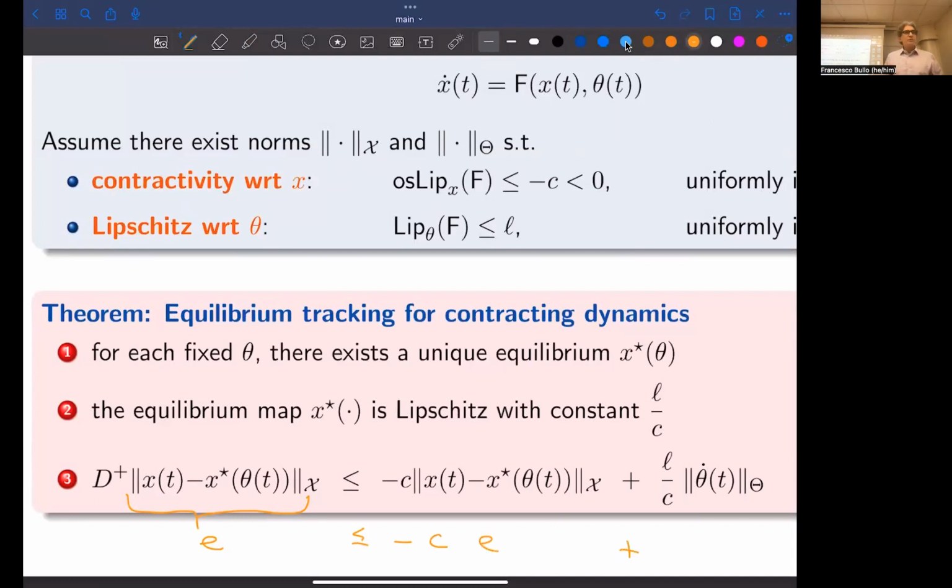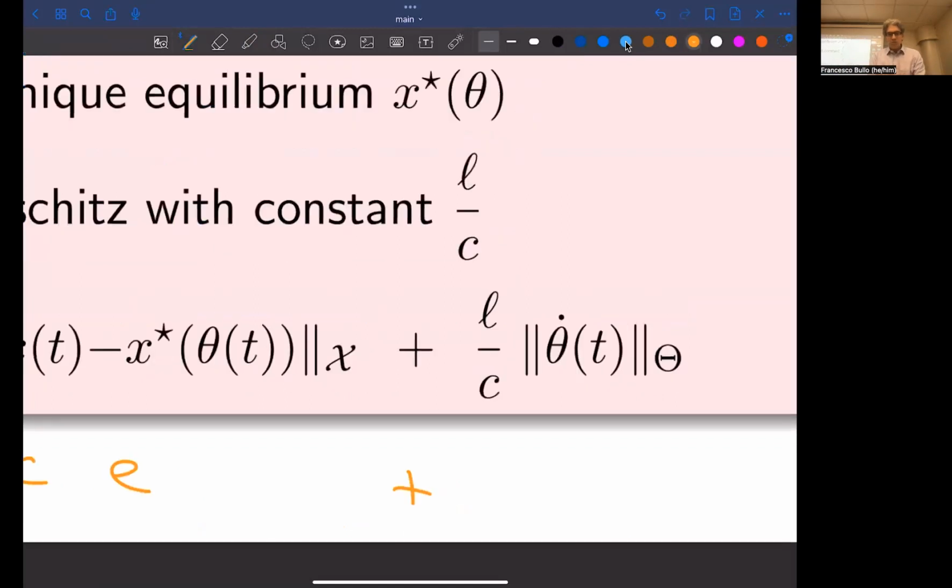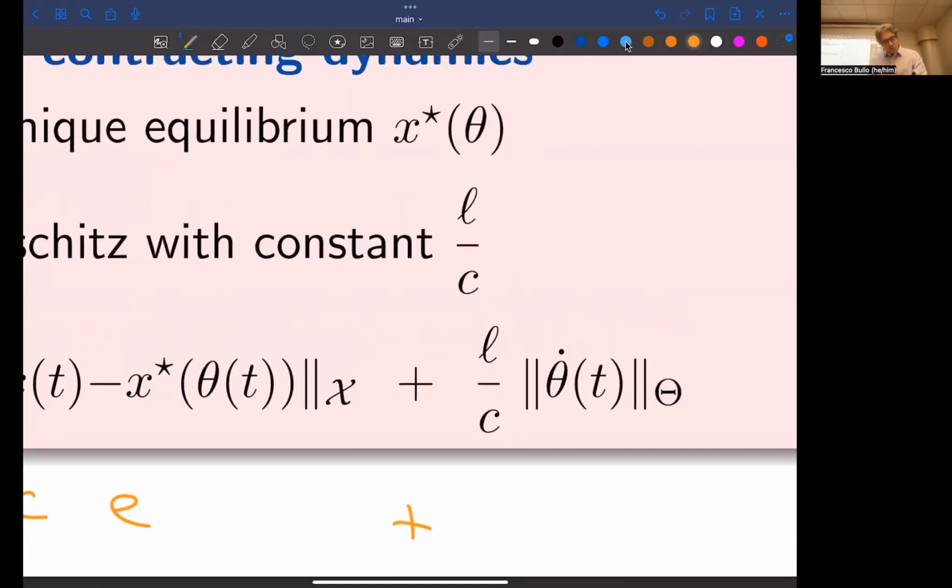So two things. One is that the new error is decreasing with rate c, just like the old distance. That's kind of surprising, so we should understand that. And then the second thing is what happens to the forcing term, and the forcing term is L over c times, what is that? That's the speed of the parameter.